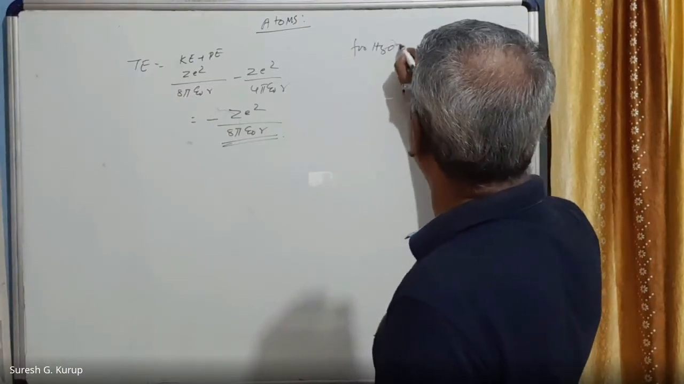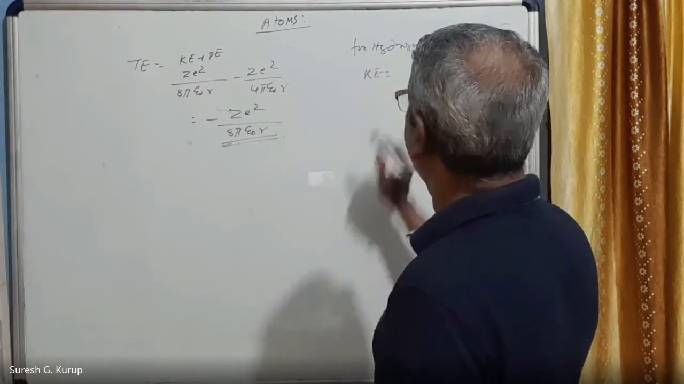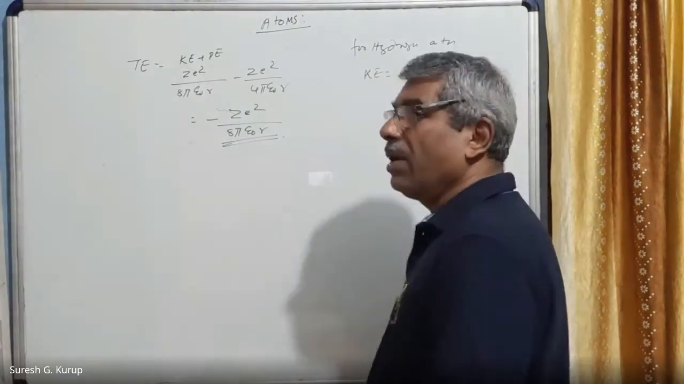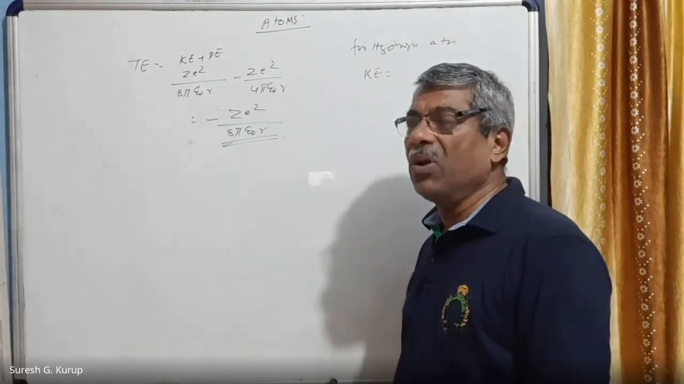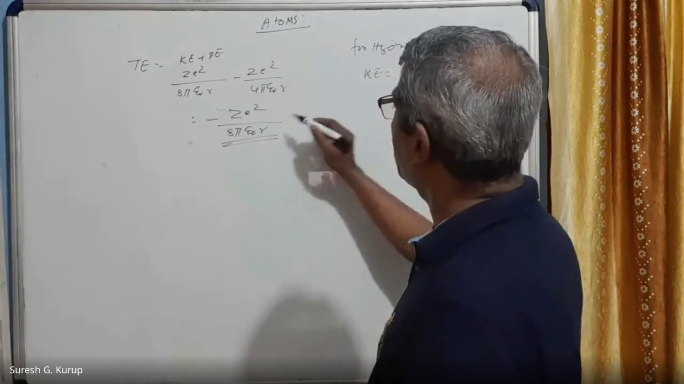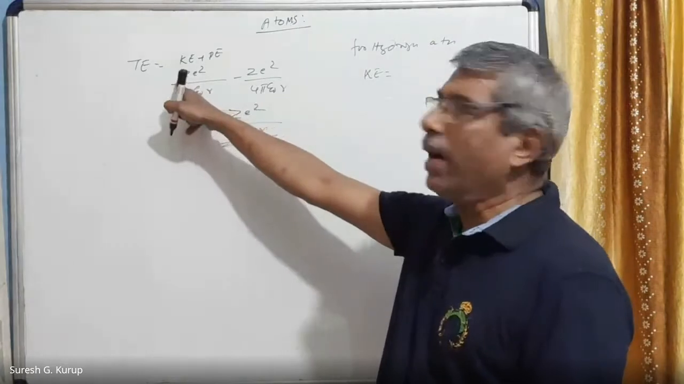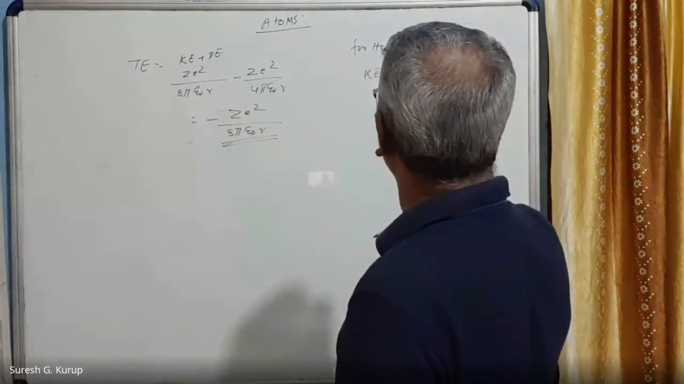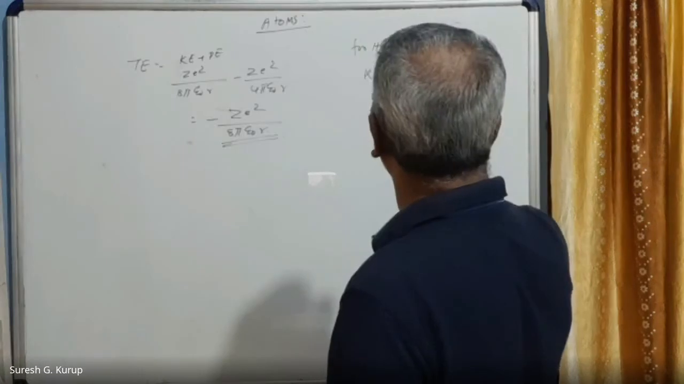For the hydrogen atom, we take hydrogen as the model most of the time, because that is the simplest of all atoms. We will write Z for hydrogen as equal to 1. Then kinetic energy is simply e square divided by 8 pi epsilon 0 r.